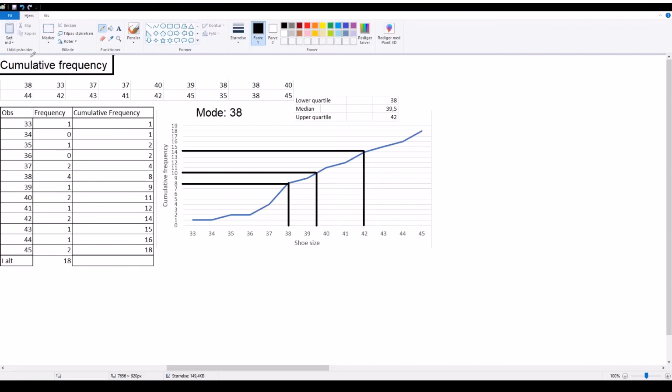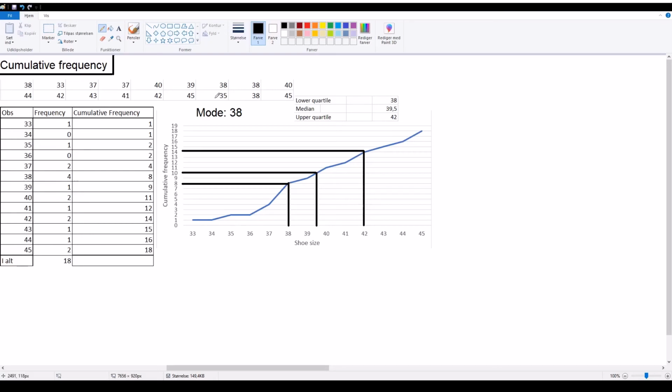So next we have cumulative frequency. Essentially this is where you count the frequency of your results in a cumulative way instead of just one at a time. So here we have another data set. This is again shoe sizes in some class, for example. Here we have the different observed shoe sizes, or the different shoe sizes it could be. Here we have the frequency of each of those shoe sizes, and in total we have 18 because there's 18 students in this class.